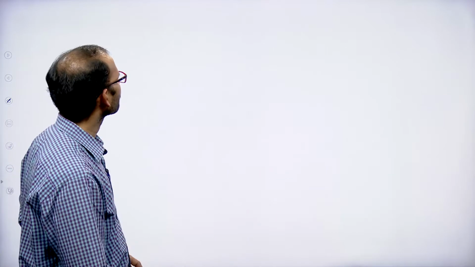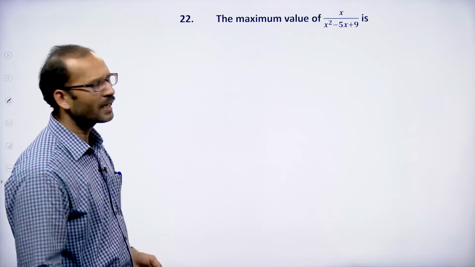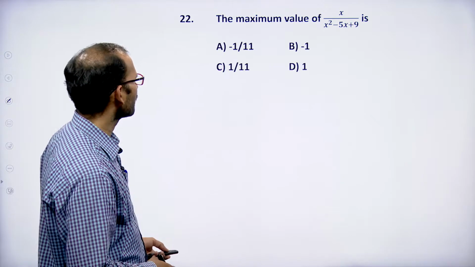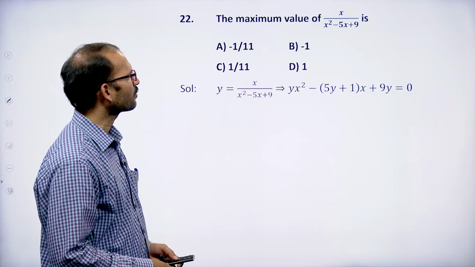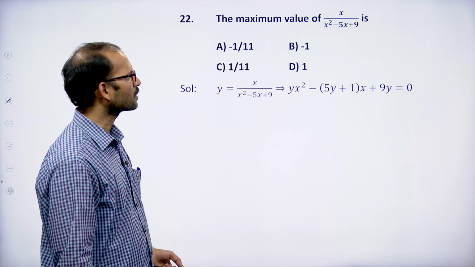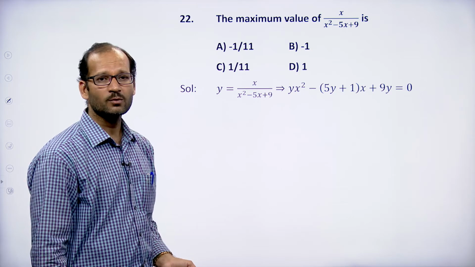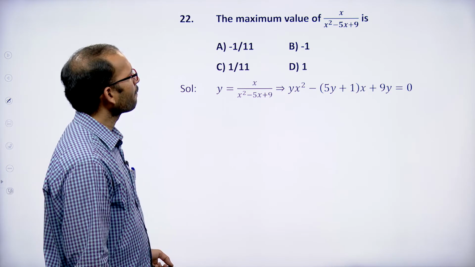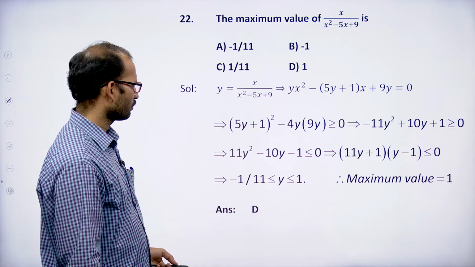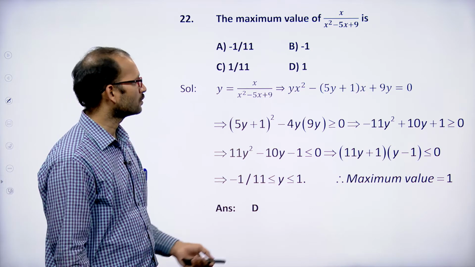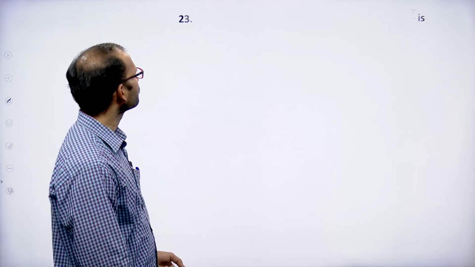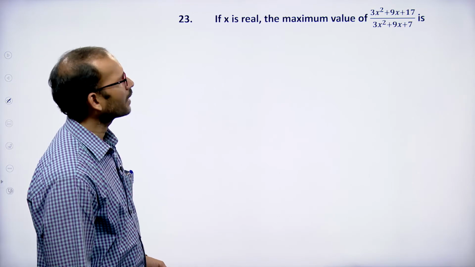Is it okay? Now the maximum value of this, again we equate to y in a similar way. Please take the question and try to solve it. Please note down: the maximum value of x/(x² − 5x + 9). Note down the answer is 1. You should get the answer D, which is 1.